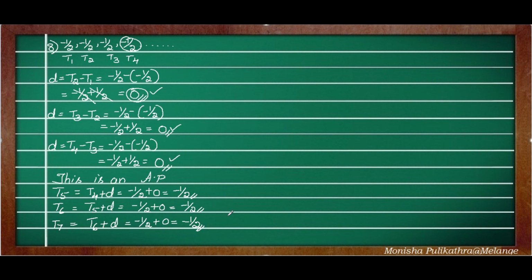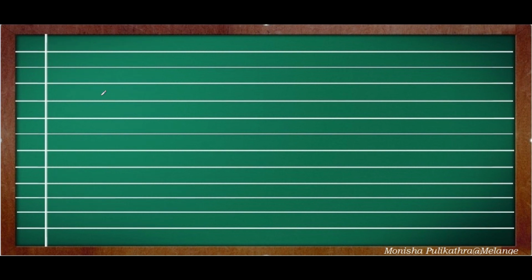I hope you understood the problem clearly. Moving on to the 9th problem of this section. The 9th problem is 1, 3, 9 and 27. This is the 9th problem where these are T1, T2, T3 and T4.